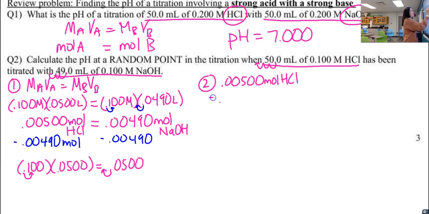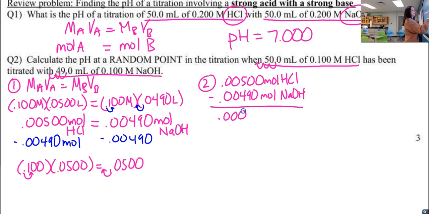Let's just do it straight here. Minus 0.00490 moles of the base. And when I do this, I'm going to get 0.00010 moles of the acid. That's my excess. So this is what is in excess. Okay. So now we're at step 3.